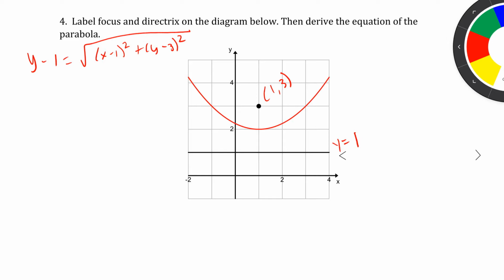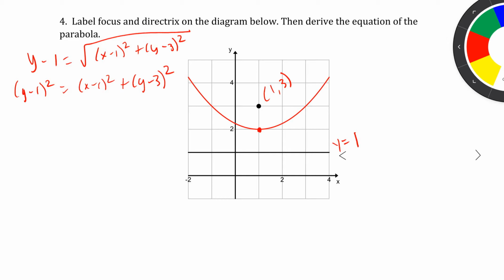If we square both sides, we get (y minus 1) squared equals (x minus 1) squared plus (y minus 3) squared. Again, we have to multiply out the terms with y. The parenthesis with x minus 1 squared, we're not going to change, because I want to know what the vertex is. The vertex should come out to be the coordinate (1, 2). So we'll see once we get our answer here.